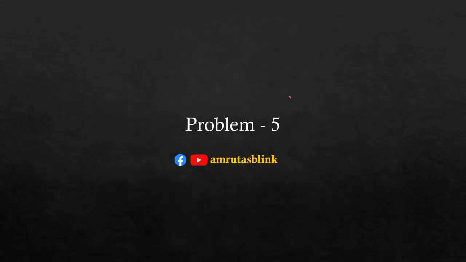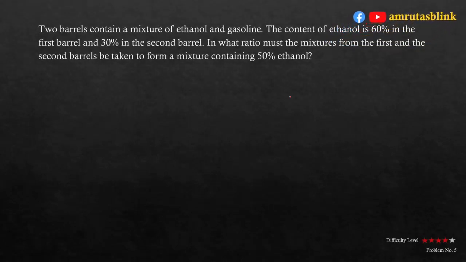I hope you have understood the problem and the concept of alligation by now. We'll move to the last problem of the video, problem number 5. Two barrels contain a mixture of ethanol and gasoline. The content of ethanol is 60% in the first barrel and 30% in the second barrel. In what ratio must the mixtures from the first and second barrel be taken to form a mixture containing 50% ethanol? Now here just two mixtures are mixed to form a required mixture.